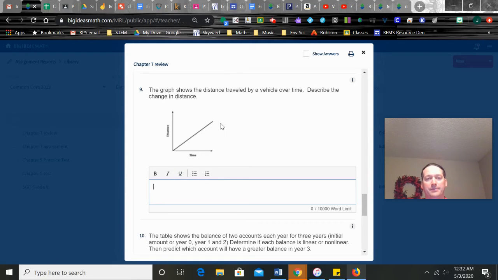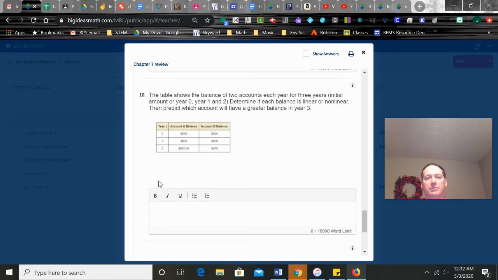So since this is linear, it's going to be changing at a consistent rate. There's no changes. It does not go faster, does not go slower, does not level off, does not change directions. Okay. So as the time changes, I didn't put vehicle in there because it's talking about time, the distance increases at a constant rate. So remember, linear means that it is a constant rate.